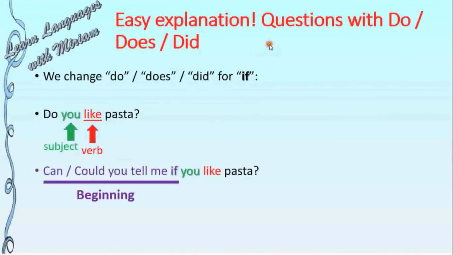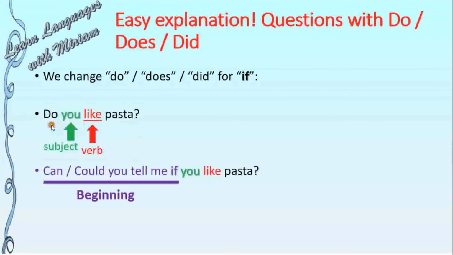Here you have questions with do, does, or did. Here, we change do, does, or did for if. For example, do you like pasta? Here, look. We start by do, then the subject, then the verb, plus the complements.